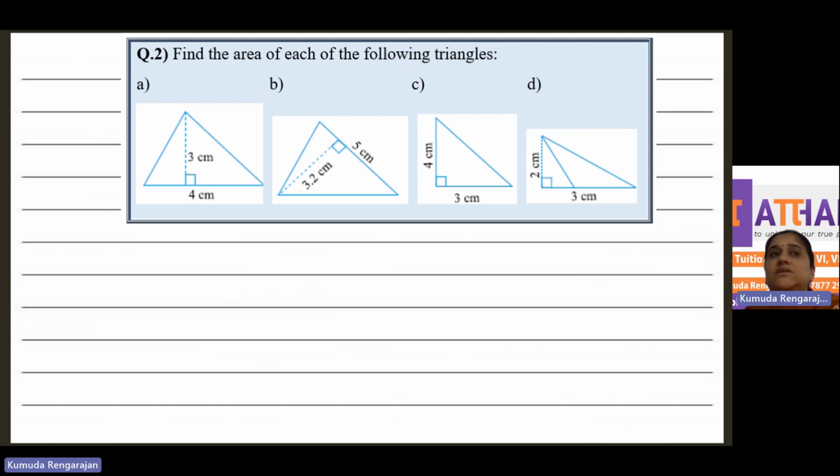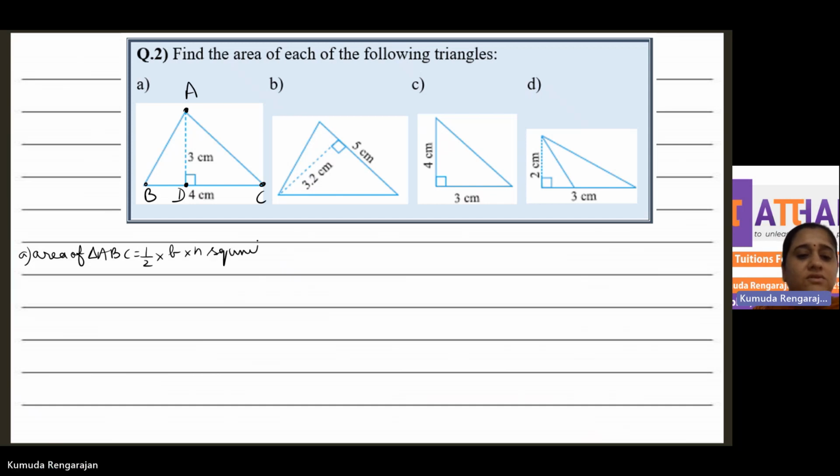So how many vertices does a triangle have? 3 vertices. Now, how will we name this triangle? ABC. And this one is not a vertex. What shall we call this? Shall we call this D? So you must first write area of triangle ABC is equal to half into base into height square units. This is the first step.